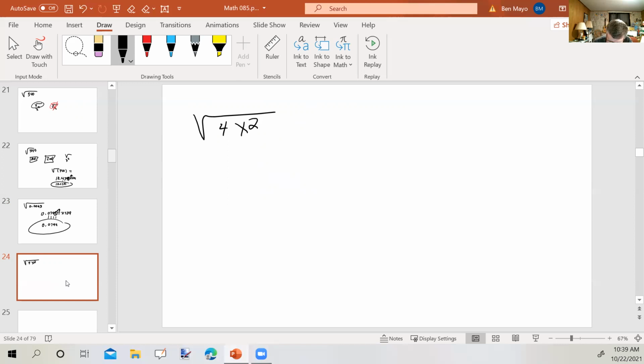Now, keep in mind, when we take a square root or any even root, a square root, a fourth root, or whatever, the answer we get can't be negative. It either has to be positive or 0. Okay. So the square root of 4 is 2. The square root of x squared is x.